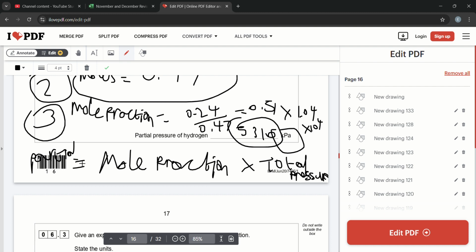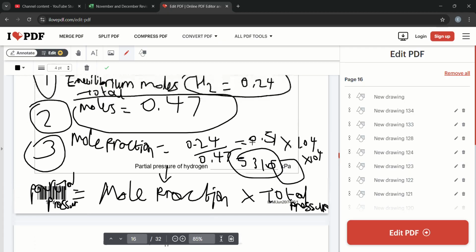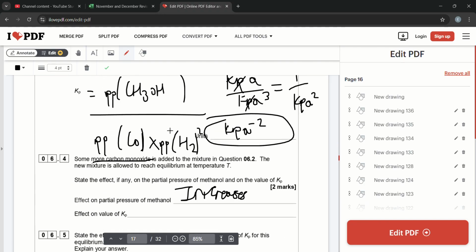So if you think about it, we're increasing mole fraction. This is getting bigger, so we're doing a bigger number times the same number. So it's like 5 times 2 equals 10. The 2 stays the same, but we increase the 5 to a 6, but we get 12, which is a bigger number. And that is the partial pressure. So the partial pressure will increase when we add more carbon monoxide. The effect on the value of Kp: no effect.